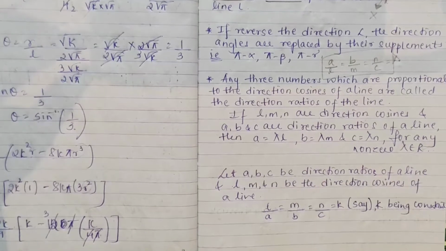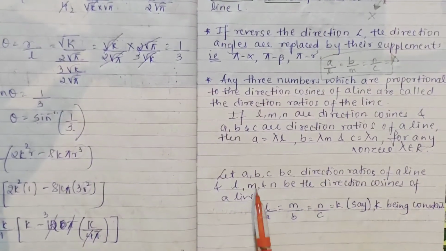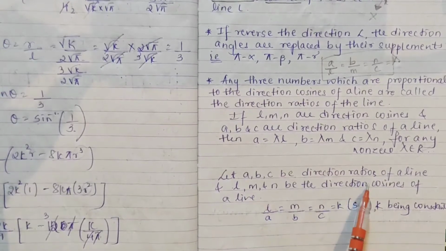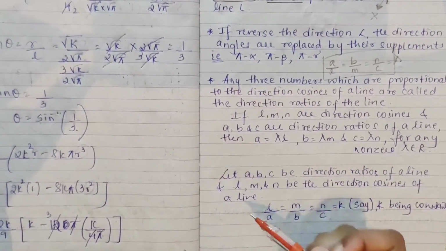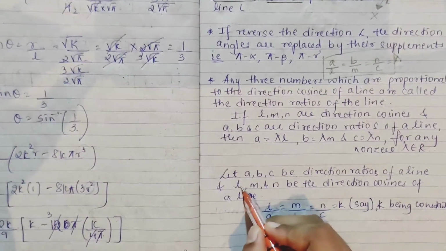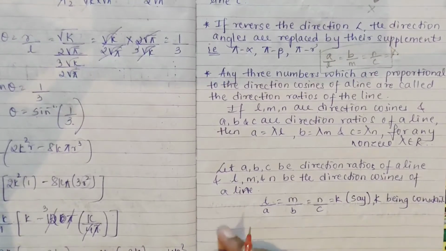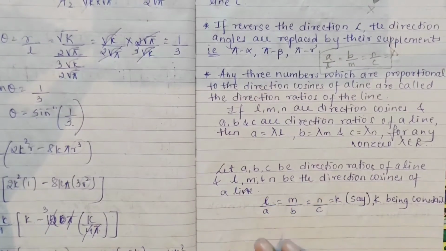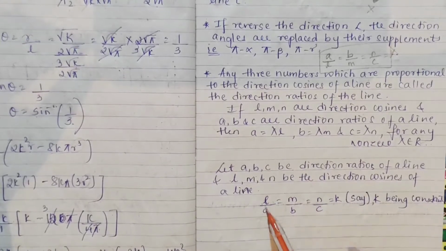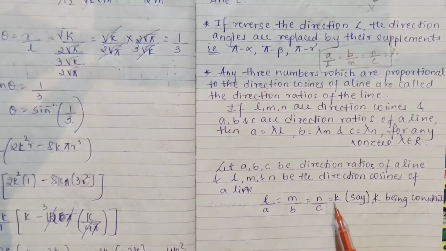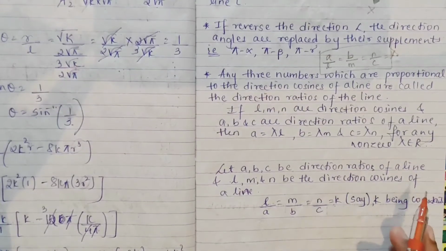So next, there's a small explanation on finding your direction cosines. We have taken a, b, c as the direction ratios of a line and l, m, n as the direction cosines of the line. l, m, n represents cos alpha, cos beta, cos gamma, right? In short, we take it as l, m, n. So we have taken l by a proportional, right? We are doing proportional: l by a is equal to m by b, n by c, which is equal to k, where k is any constant.